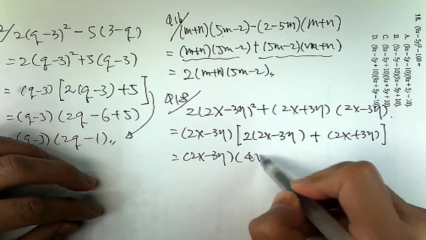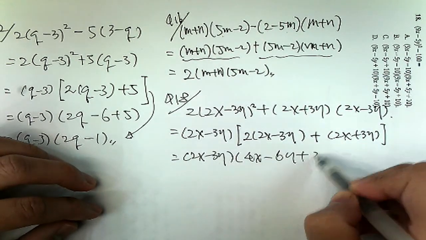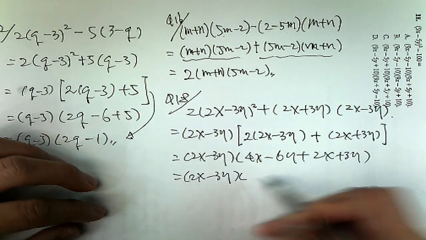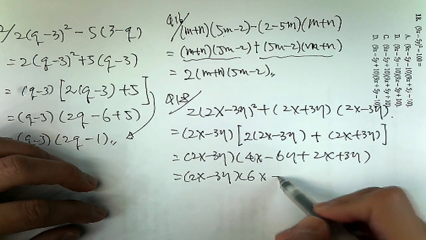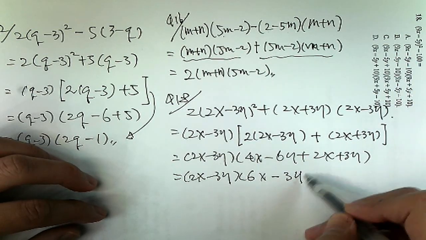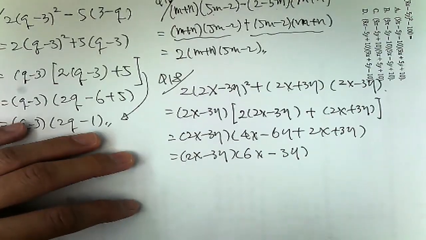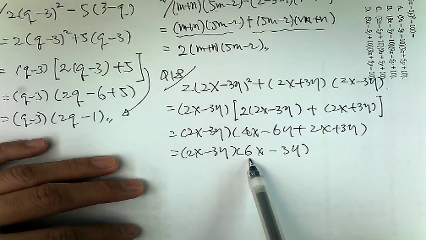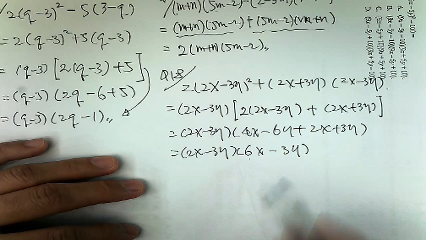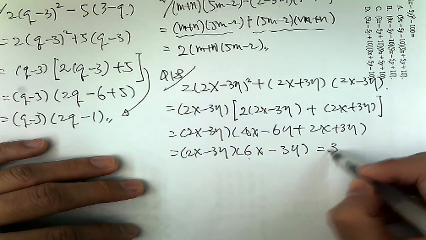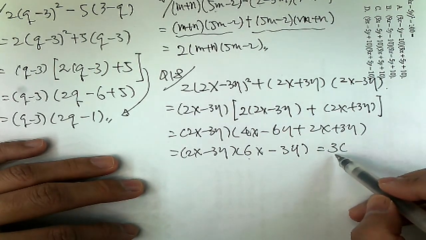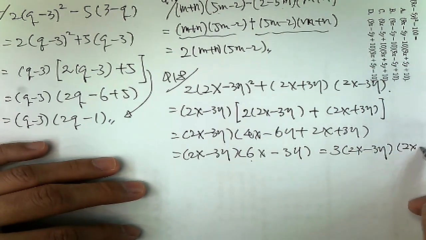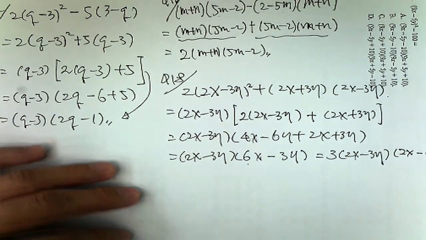So here's a 4x minus 6y plus 2x plus 3y. Okay, 2x minus 3y, and then 6x, and then here is a minus 3y. So it's okay, but not finished at all, because here this 6 and 3 you can still pull out the 3, right? So you have to do one more step. Okay, pull out the 3. Put it here, and then 2x minus y. Okay, this is the final one.